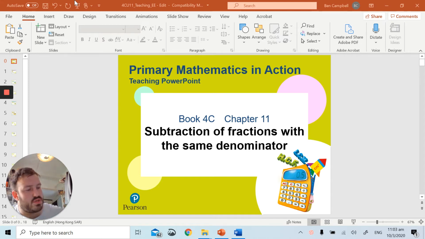Okay, hello P4. So last week we looked at addition of fractions with the same denominator. So this week, obviously, we're going to look at subtraction with the same denominator. So hopefully this lesson should be a bit more of a recap of last week's material rather than introducing something new. This one's not that much more difficult.